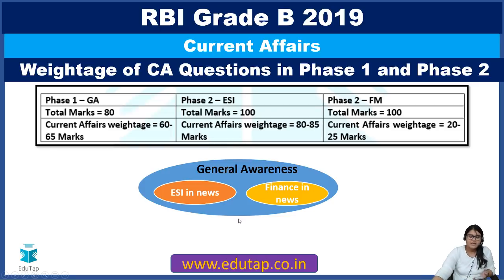Understood here? Now friends, see here. I have drawn a chart here which says general awareness, okay? So it is a superset basically. Under that general awareness, you have ESI in news and finance in news, okay? So the preparation that we are going to do in these 50 days is going to be combined preparation for phase 1 and phase 2 current affairs. Understand that very clearly, right friends?